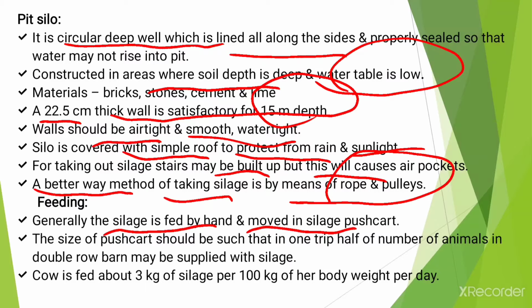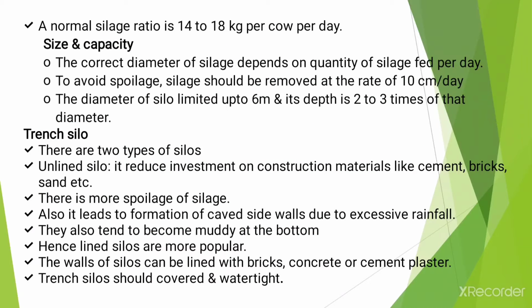A cow is fed about 3 kg of silage per 100 kg of body weight per day, and a normal silage ratio is 14 to 18 kg per cow per day. Now, size and capacity. The correct diameter of the silo depends on the quantity of silage fed per day, and to avoid spoilage, silage should be removed at the rate of 10 centimeters per day.